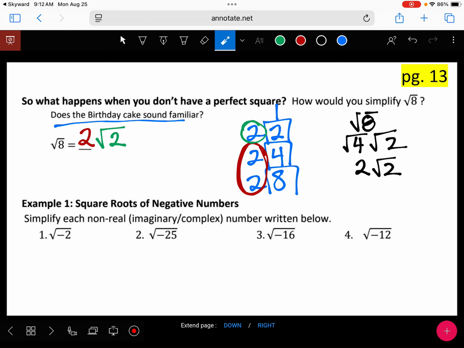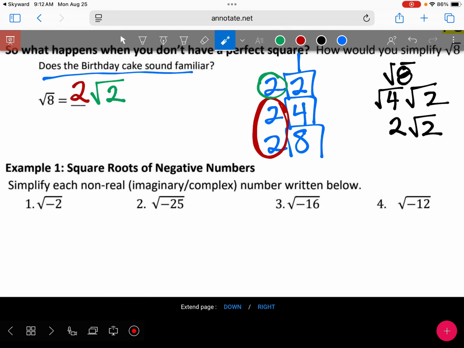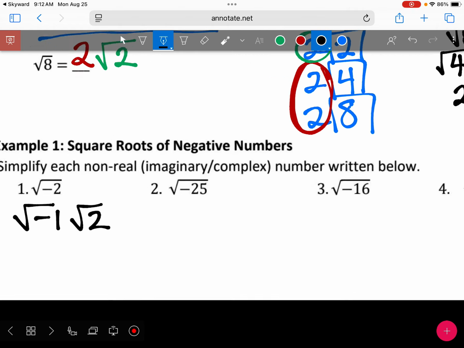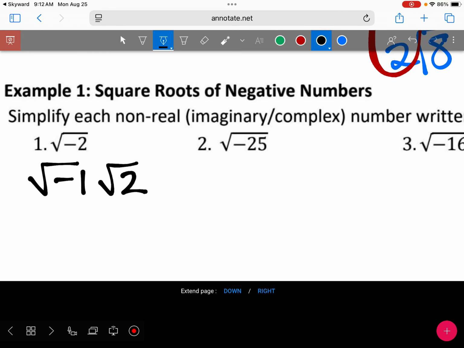If there is a negative underneath the square root, so now we're going to do some practice for your homework. The first thing you're going to do is remove it. So I want you to separate the negative from the 2 because they're really separate. Anytime you see a negative, it's a -1.